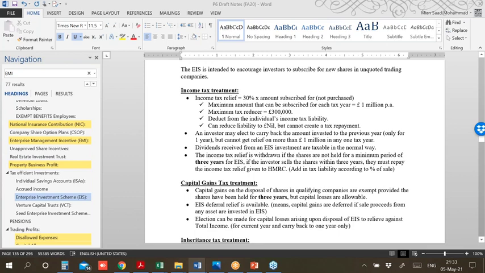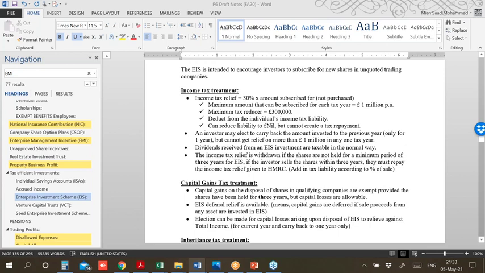We'll talk about VCT later. But capital losses are allowable. So if the shares are loss making, then HMRC does not bind you to hold them for 3 years. You can sell them whenever you want to, and you can claim the loss as well, even if you sell them before 3 years.